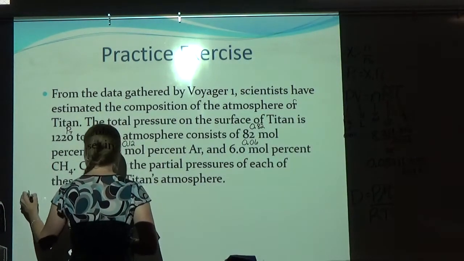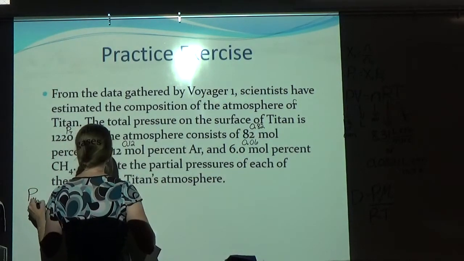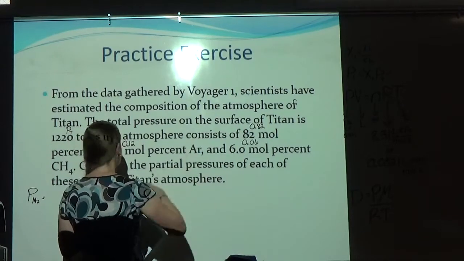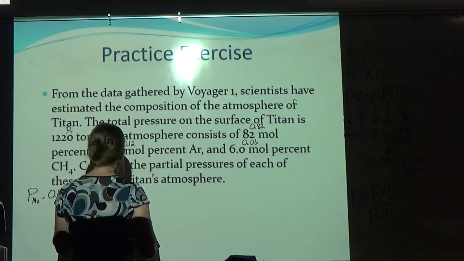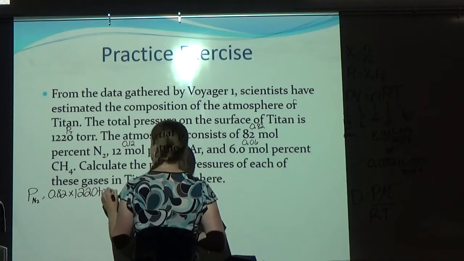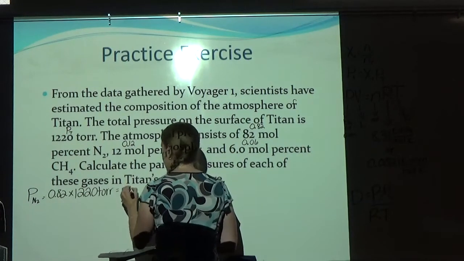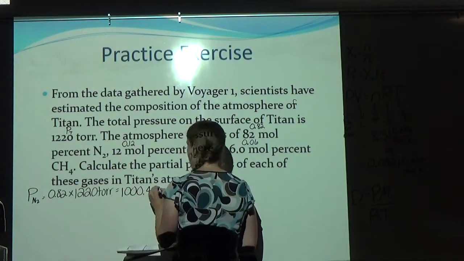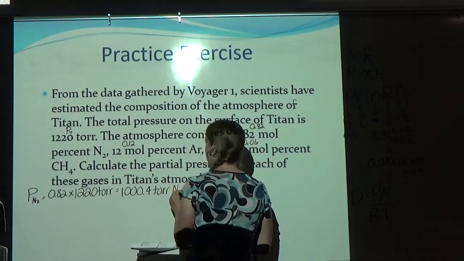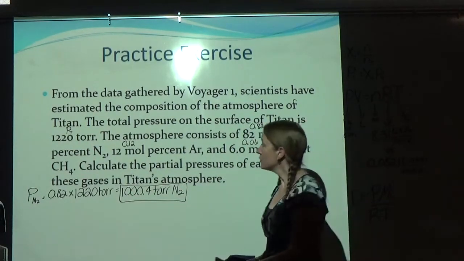So first I'm going to calculate my partial pressure of nitrogen. So I do the mole fraction of nitrogen, which is 0.82, times my total pressure of 1220 torr. So once I do that for nitrogen, I end up getting 1,000.4 torr, and that is for nitrogen.